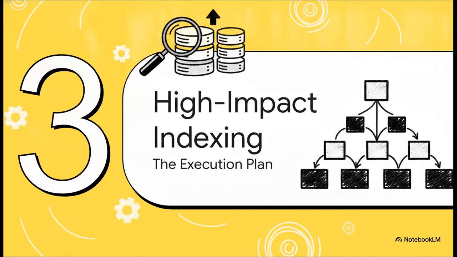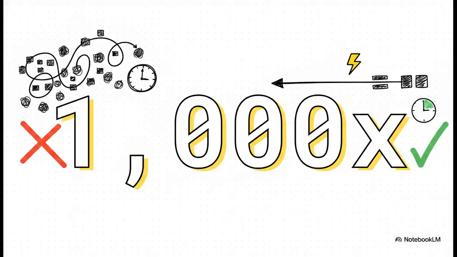All right, Section 3, High-Impact Indexing Strategies, the Execution Plan. Look, writing a great query is really only half the battle, right? The database still actually has to execute it. And indexing is universally the single most impactful performance tuning technique available to you. 1,000 times. Let that sink in. That is the typical performance gain of adding a missing index. It is literally the difference between walking across the country and taking a supersonic jet.